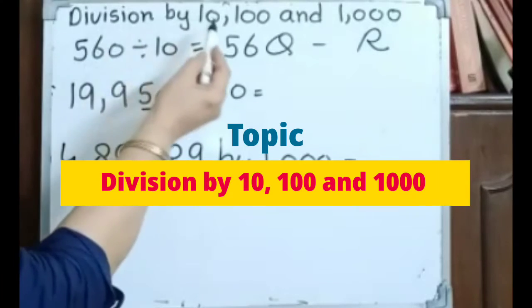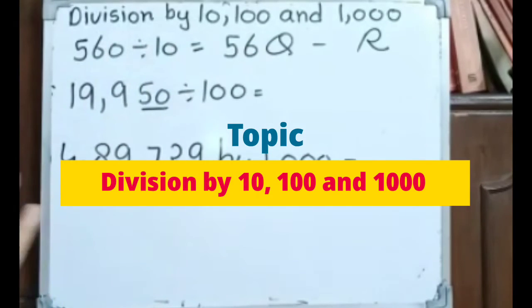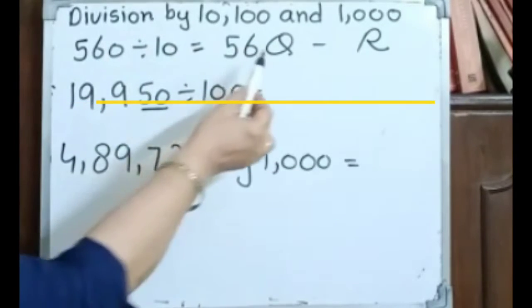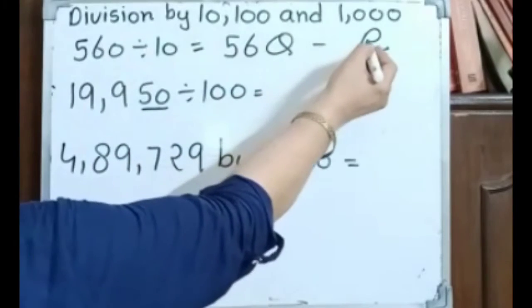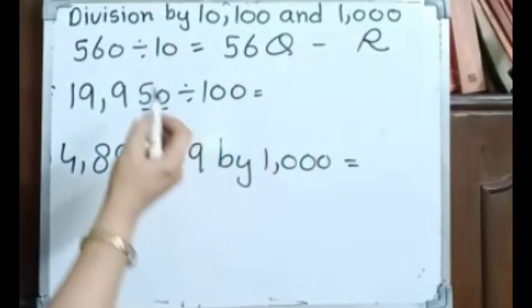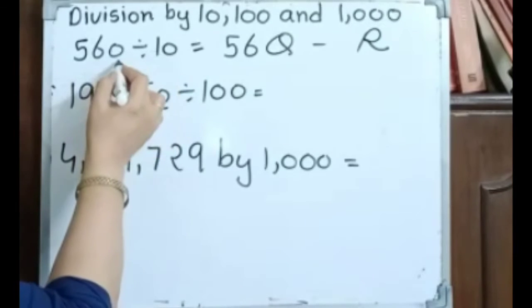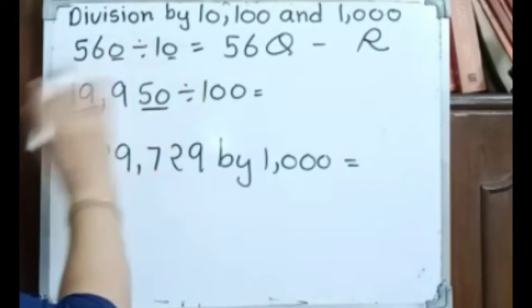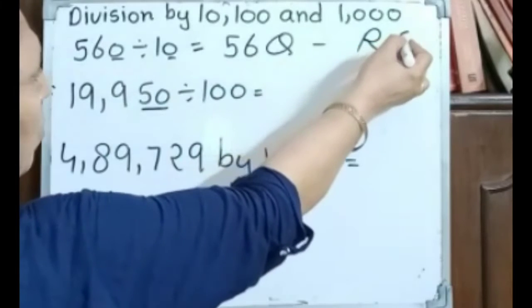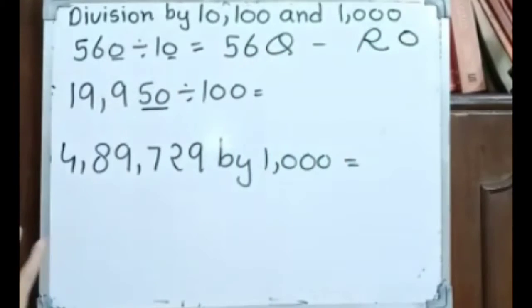Here is division by 10, 100 and 1000. Simple. If you want the quotient and remainder, then there is no need to divide. This is a simple way. If we are doing 560 divided by 10, it means that here we have 0, so the remainder is 0 and the quotient is 56.